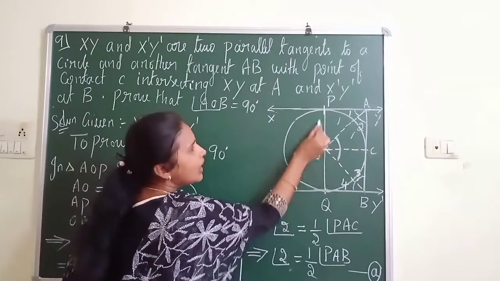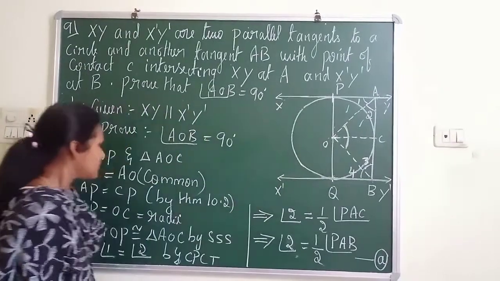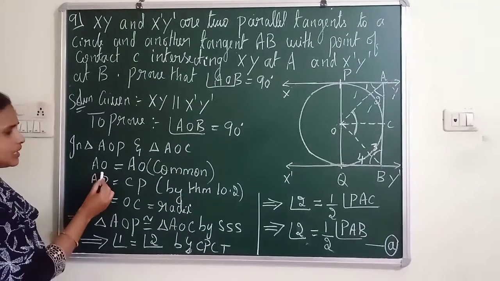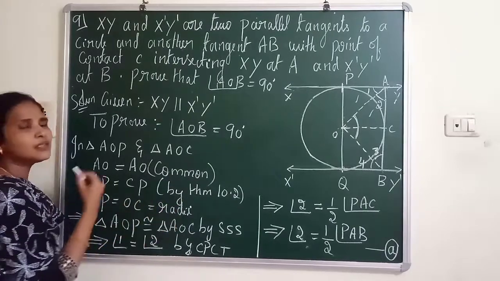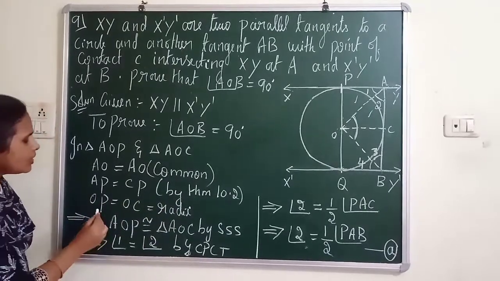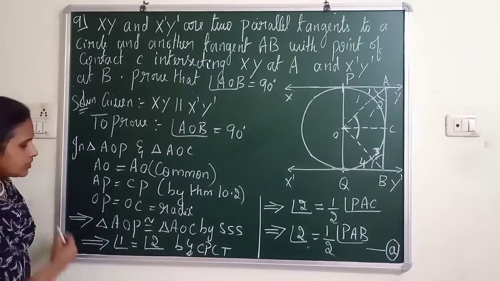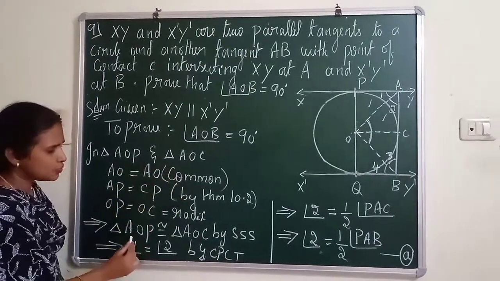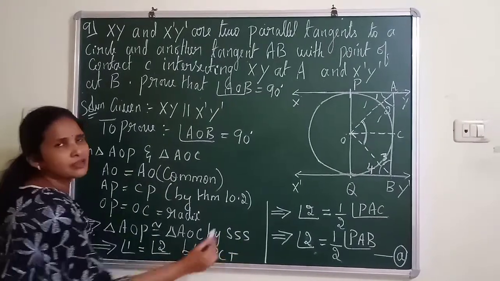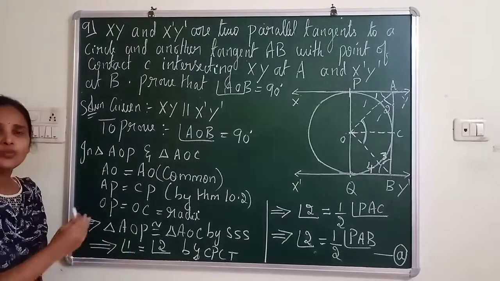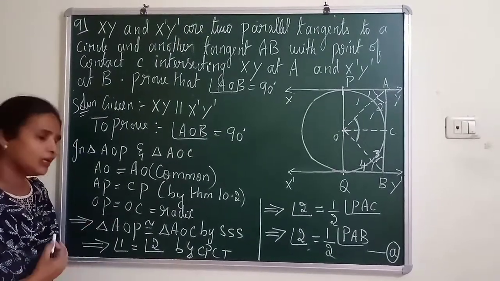Second matching pair, OP equal to OC. You can see they are radii, so they are equal. Here I have written all three matching pairs. AO equal to AO, that is common. AP equal to CP because tangents are drawn from an external point. OP equal to OC because they are radii. So I got three matching pairs. Hence I can prove that these two triangles are congruent by which congruence condition? By SSS. If these two triangles are congruent, then the remaining corresponding parts will be equal.